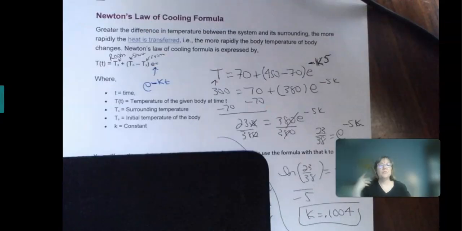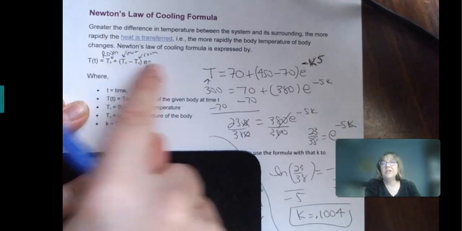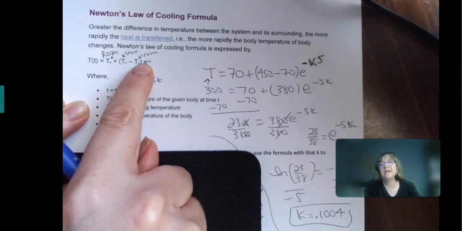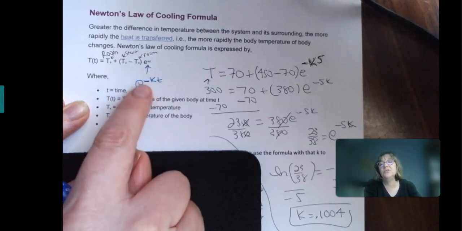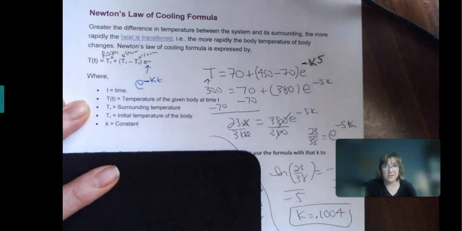Okay, this type of problem will be extra credit on the test. All right, now I'm going to give you the formula. It's kind of hard to see there, but that is raised to the negative KT. Newton's law has a negative because it's decaying. It's going down, right? Things are cooling. You take a hot cup of coffee, you sit it on the counter for 2 hours. It's not going to be burning hot when you go to it.